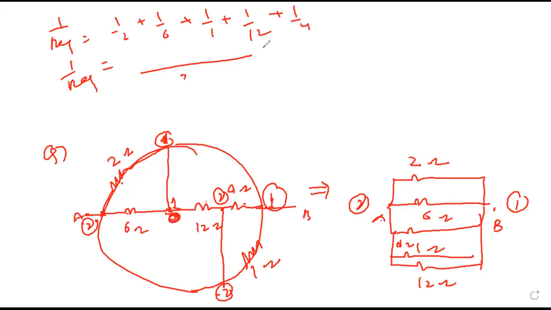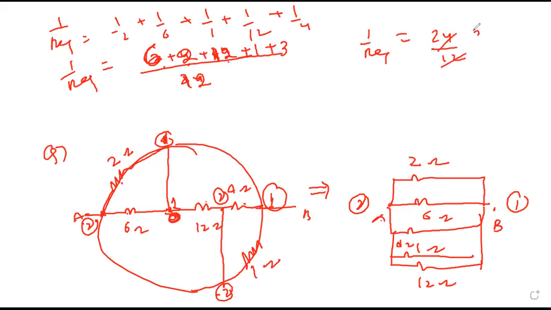The LCM will become 12. So this is 6, 2, 12, 1. So 1 upon R equivalent is 6 and 2, 8; 8 and 12, 20; 20 and 1, 21... over 12, which gives 2. So R equivalent is 1 by 2. 1 by 2 is the answer. Anybody got this answer 1 by 2 earlier? Yes. Okay.